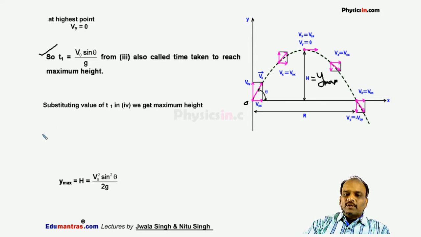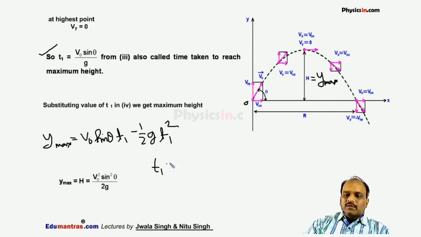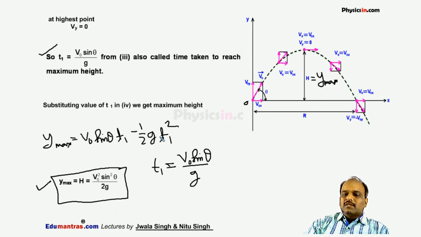So y max is equal to v naught sin theta into t1 minus 1 by 2 g into t1 square, where t1 is equal to v naught sin theta by g. If I substitute the value of t1 here and rearrange it, I will get y max, which is equal to v naught square sin square theta by 2g. This is also the maximum height attained by the particle during its entire motion. This maximum height is taken from the horizontal ground.